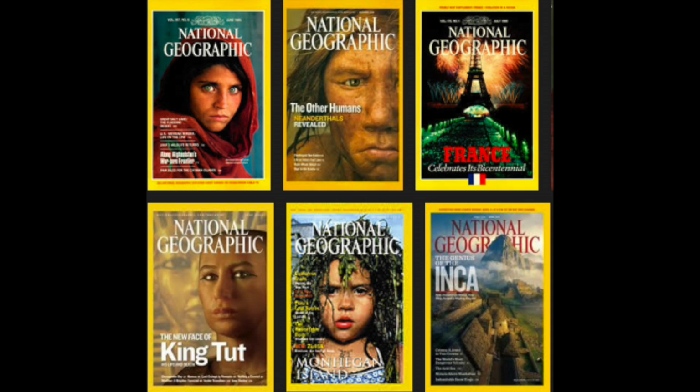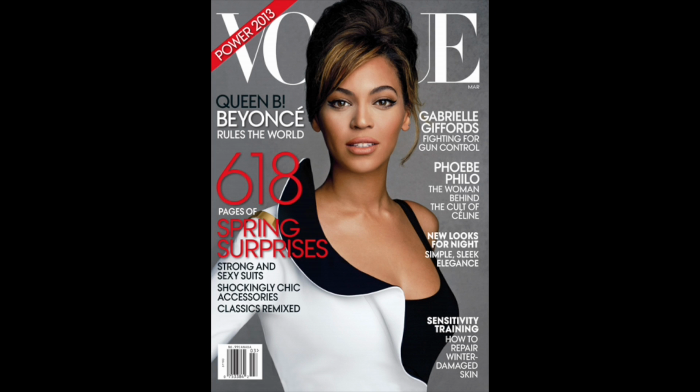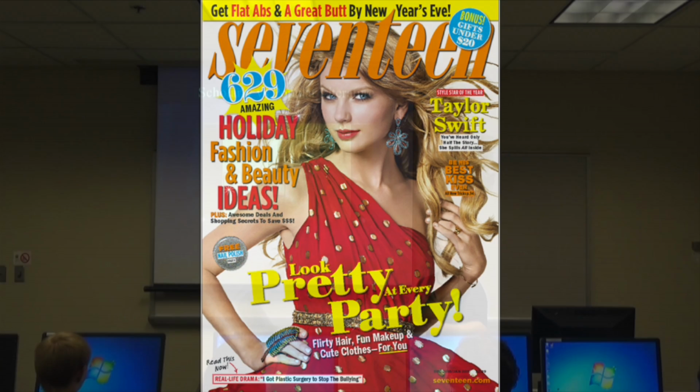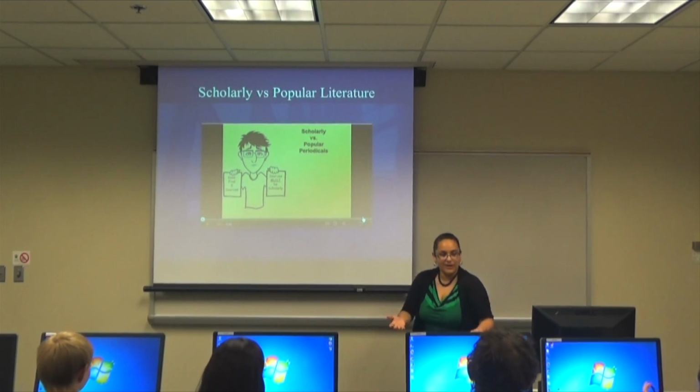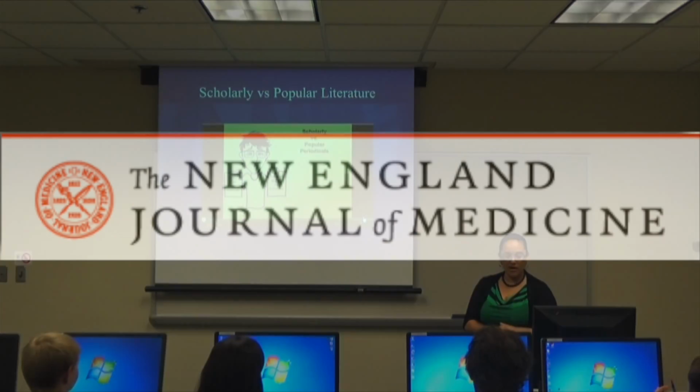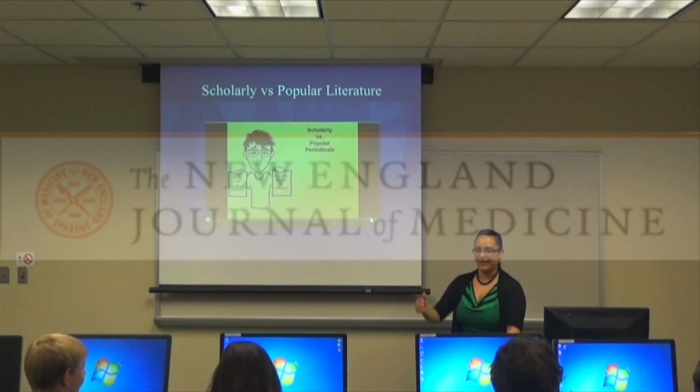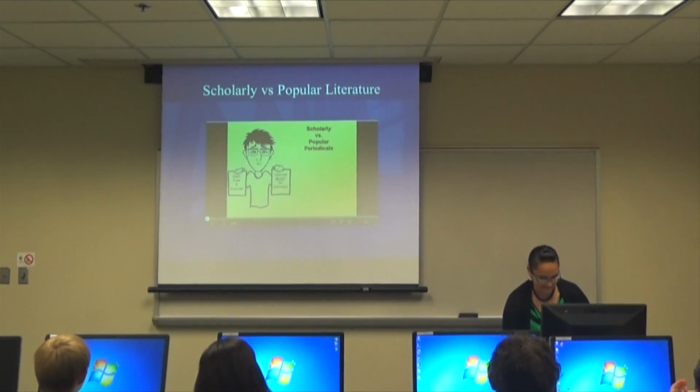So National Geographic, what is it? Good. Vogue and 17, they have articles in them. What is it? Popular, right? Good, you got it. The New England Journal of Medicine. That gives it out, right? Because of the long name. And the long articles, right? All right, we got it. Perfect.